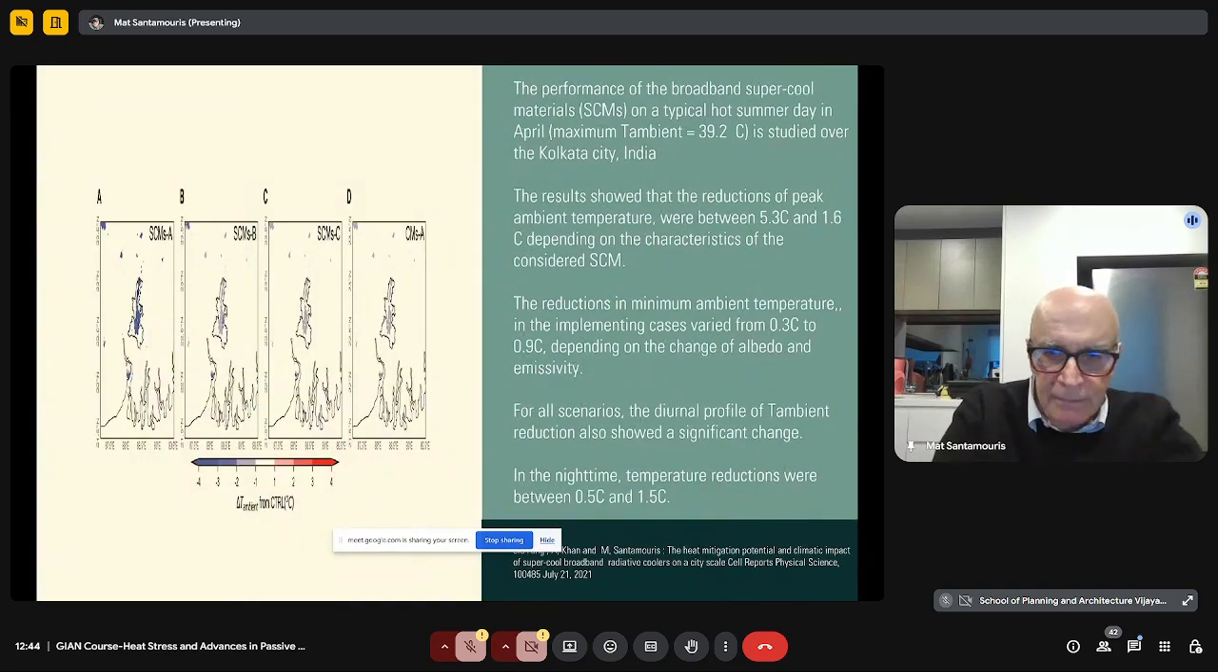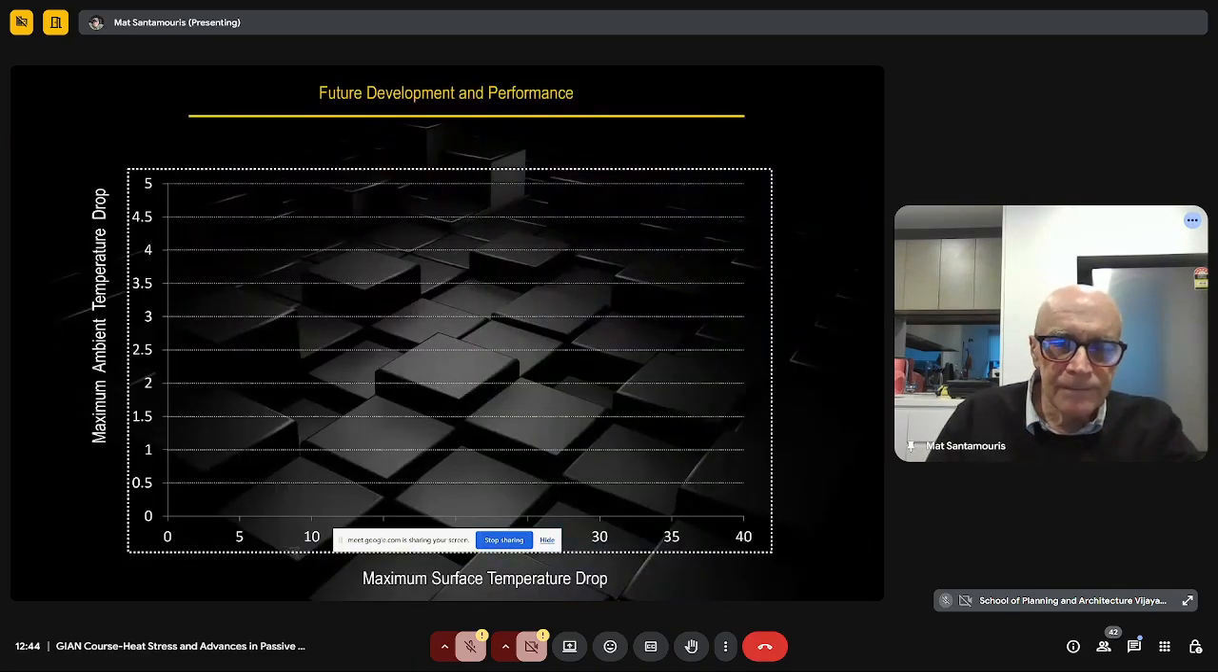There is an important study performed by our colleagues from the University of Calcutta, trying to simulate the use of these supercool photonic materials in Kolkata in India. The study has shown that the implementation of these materials in India, under humid climate, may reduce the peak temperature of the city by between 0.5 degrees and 1.5 degrees, which is extremely important.